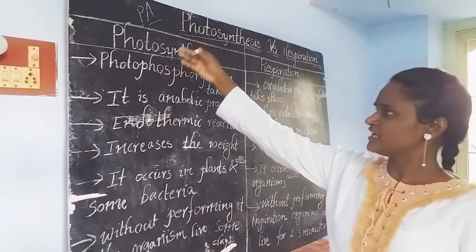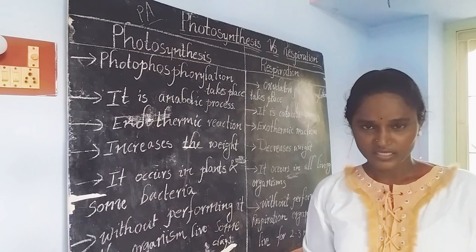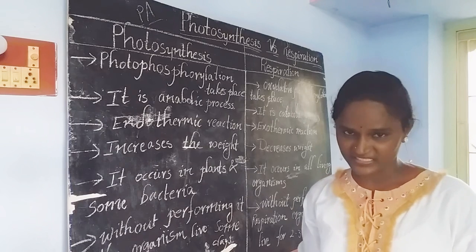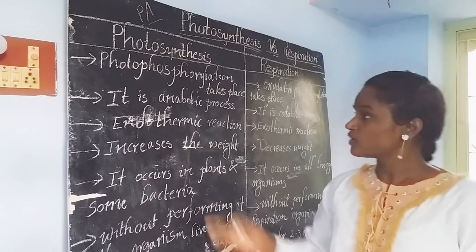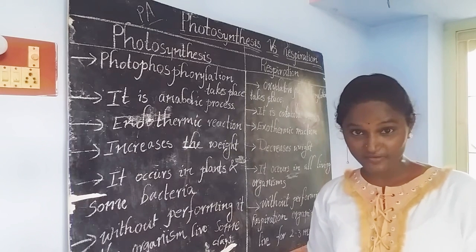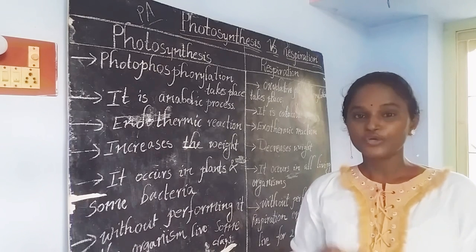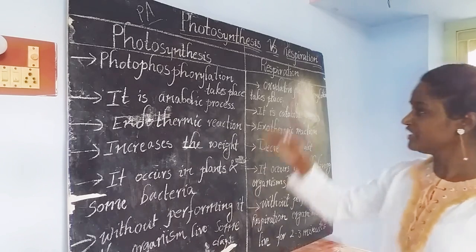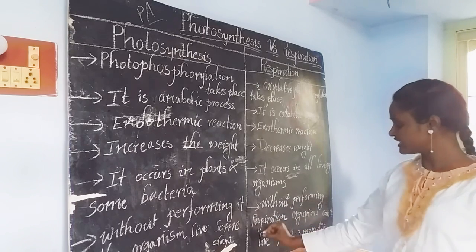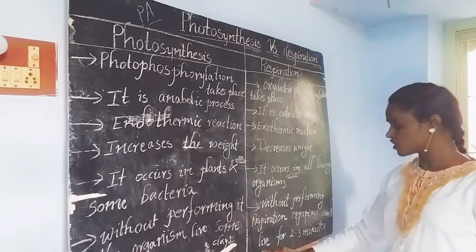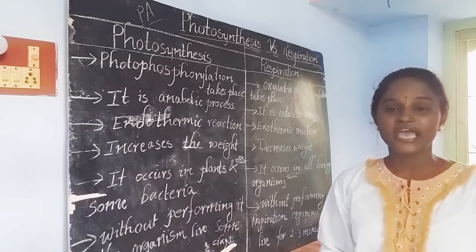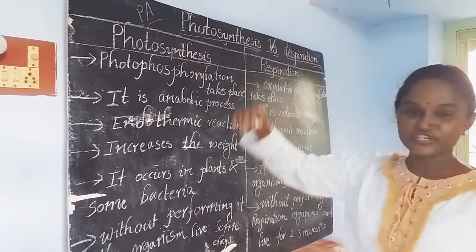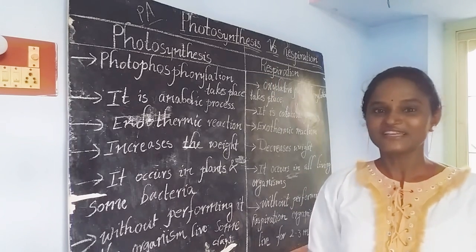Without performing photosynthesis, plants or organisms are able to survive for a few days, about 2 to 3 days. What about respiration? Are we able to survive without respiration? About 2 to 3 minutes or so, we are unable to survive. Without respiration, organisms cannot live even 2 to 3 minutes. That's why respiration is a very important process.